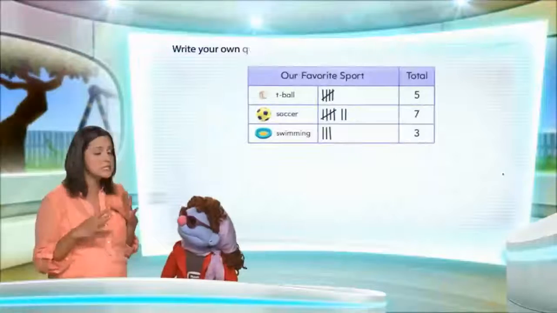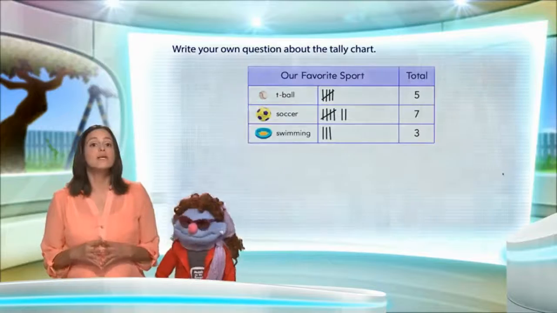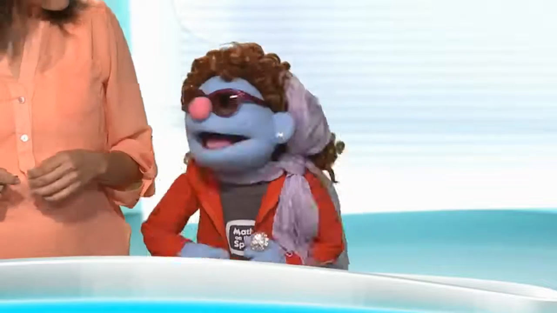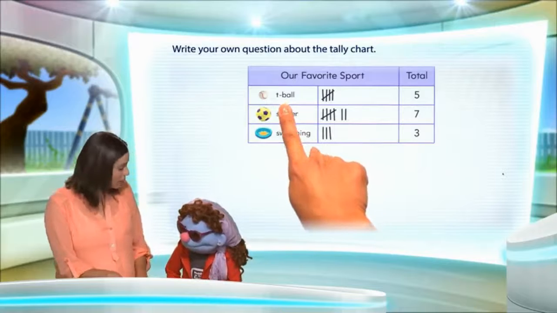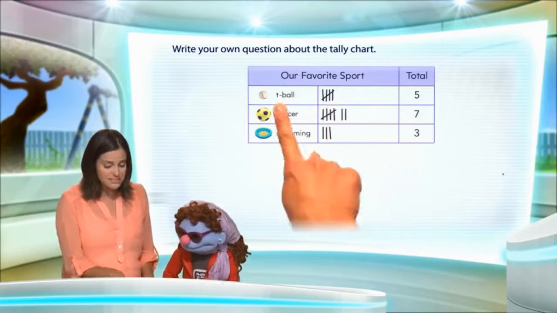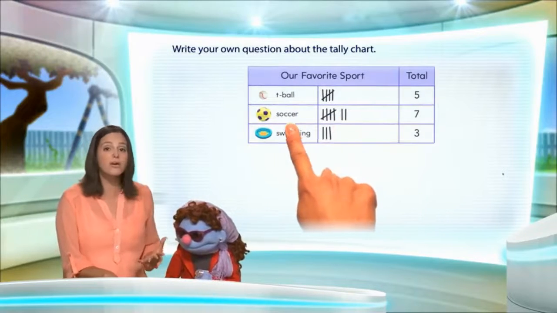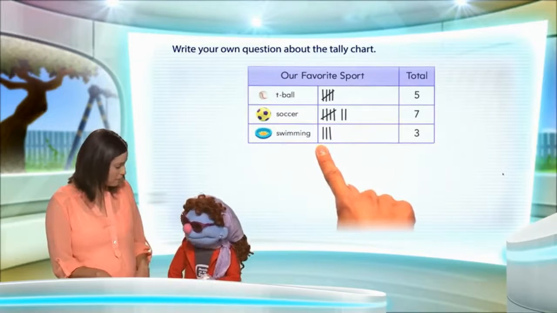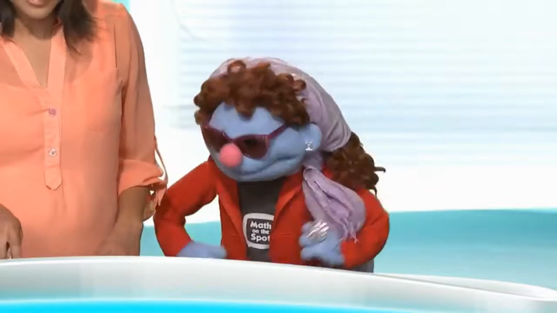Now, Jeannie, this puzzle's a little bit different. We're given a tally chart and we are asked to write our own question about the tally chart. Oh, how exciting! Now, let's see what they give us. Well, we have number of children who chose t-ball as their favorite sport, number of children who chose soccer as their favorite sport, and number of children who chose swimming as their favorite sport. Now, let's talk about what the tally marks represent.